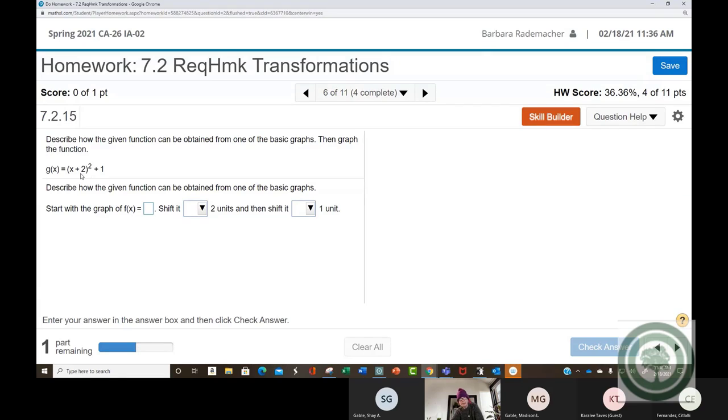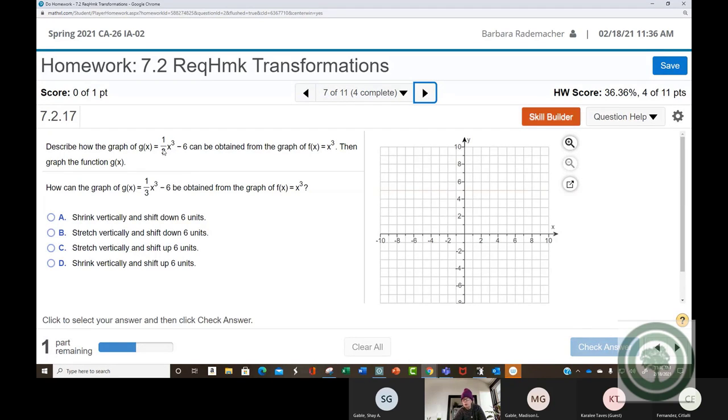Now that, let's try to find something harder. Nah, let's not. This is the graph of y equals x squared, x to the 2 power. It's being shifted horizontally to the left 2 units, and then it's being shifted up 1 unit. So now that we know that, let's go to something more interesting, because here we have another vertical shrink.